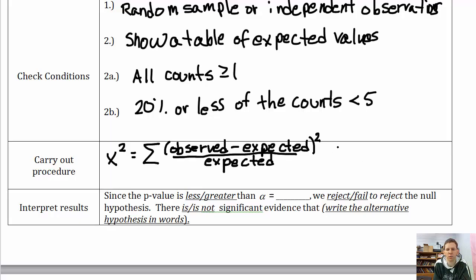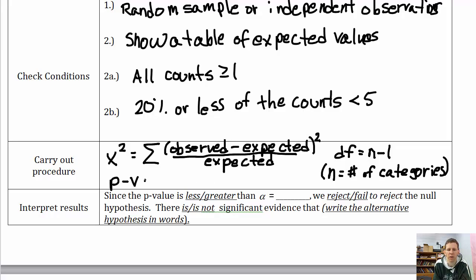Just like in our other tests, we can identify degrees of freedom like we do in our t-interval problems or t-test problems. Degrees of freedom in a chi-square test are equal to n minus 1, where n is the number of categories, not the number of items in the sample, but the number of categories that you're working with. Again, we'll explain what this means a little bit more later on. You also want to identify your p-value here so that when we interpret our results, we use the same script that we used in past work.